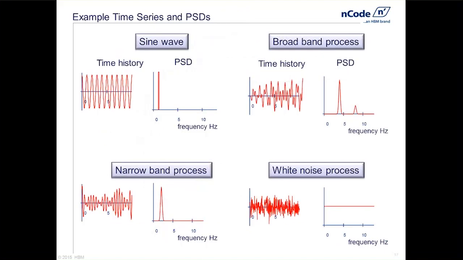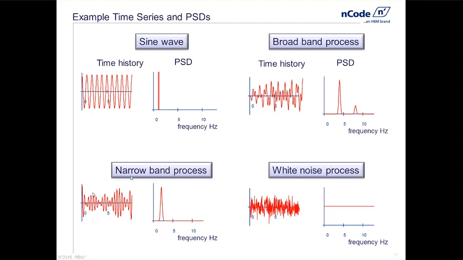A couple of examples of time series data and their corresponding PSDs. If we look at this very first one in the upper left, we have a time history of a pure sine wave. So it's a very distinct tone quality. If we were to play this on a set of speakers, we would hear that sine tone. And if we looked at it in the frequency domain, it would have this very pronounced spike at whatever frequency this particular sine wave is at. So we're looking at something that's maybe around 1 hertz.